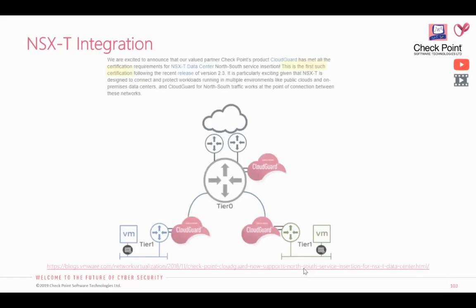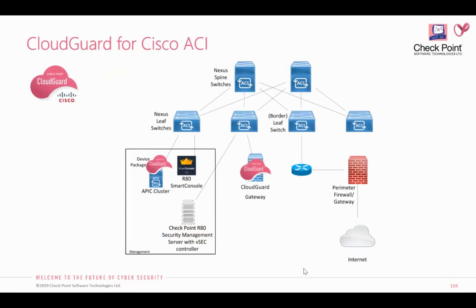If you want to know more about use case deployment, like how CloudGuard IaaS for private cloud can be deployed in Cisco ACI or VMware or anything like NSX, you can let us know. We can provide the use cases and we can perform the demo as well. So that's it.